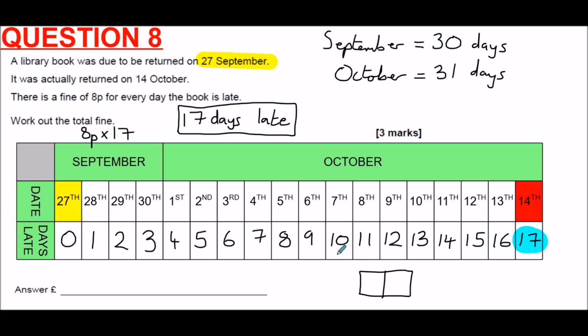So 17 is a 2-digit number, so do 2 rows, and 8p is just 1 digit. Now what we do is split the squares, going from corner to corner, and now we just work out what each multiplication is. So 7 multiplied by 8 would be 56, and 1 multiplied by 8 would just be 8.